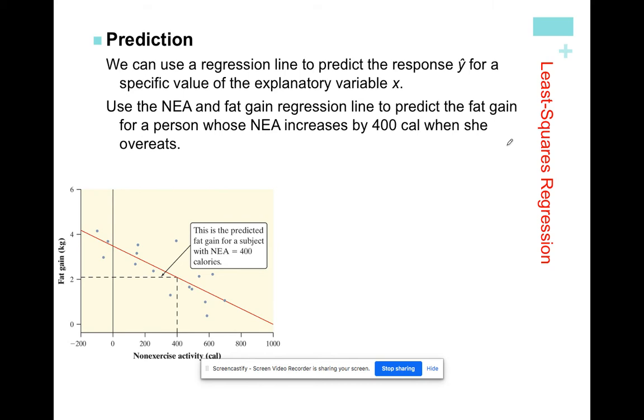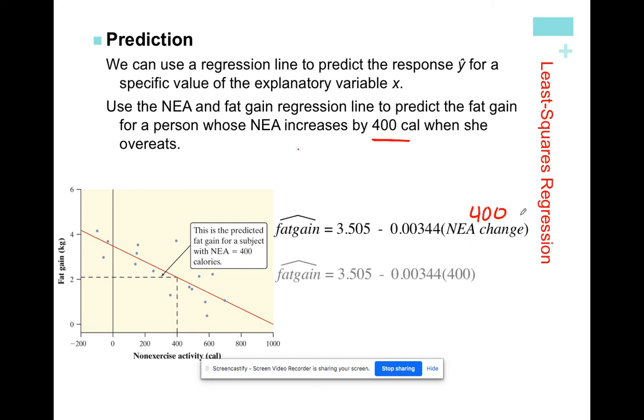So you can make predictions for y hat based on an x value. Here we have the equation, and we want to make a prediction for 400 calories. We could estimate from the graph, but now that we have the equation, we can plug 400 in for non-exercise activity and find predicted fat gain. And so here we have that to be 2.13 kilograms.